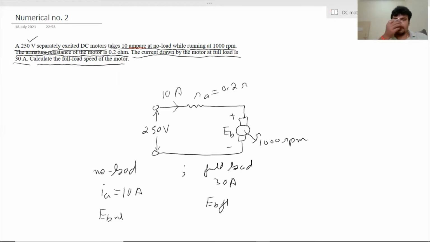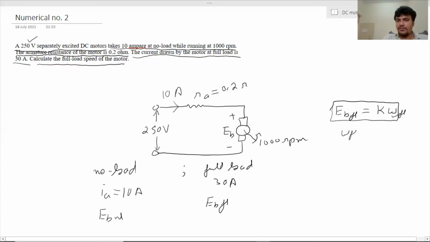Okay, so let us just see how the back EMF is related to the speed. We have observed that. So EB full load, let us say, will depend upon K into omega. So this was the equation we have derived previously, that back EMF is equal to K into omega. So to calculate the omega full load, we must know two quantities, EB full load and K.